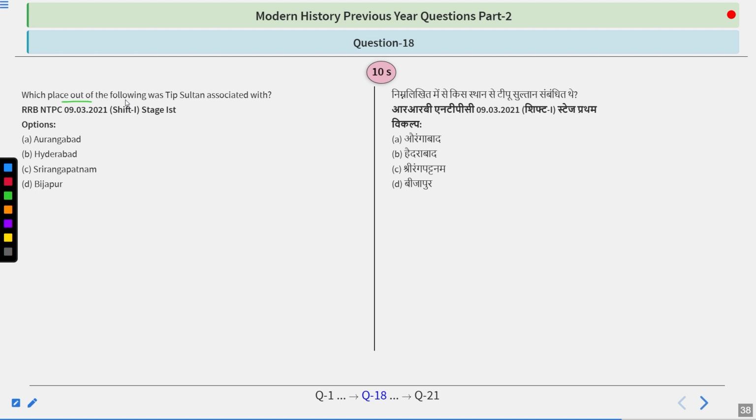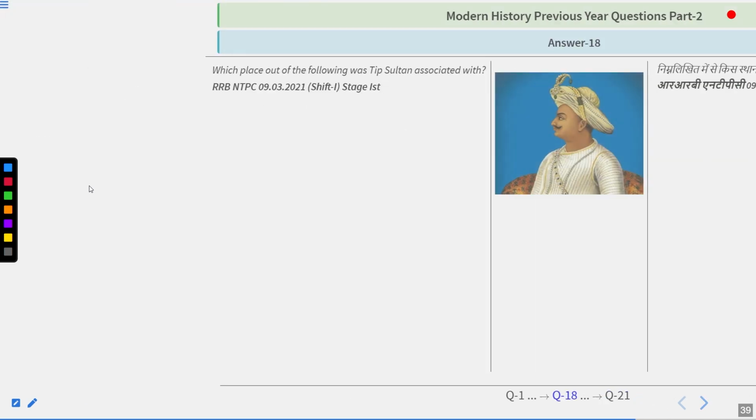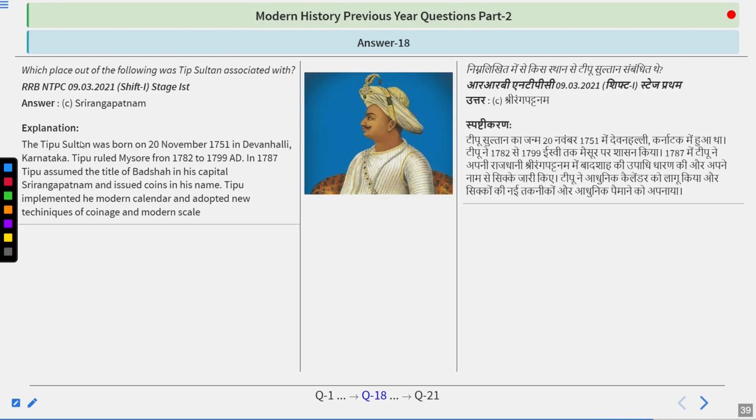Which place out of the following was Tipu Sultan associated with? Aurangabad, Hyderabad, Srirangapatnam, Bijapur. Very simple question. And the answer is simple. The answer is Srirangapatnam.